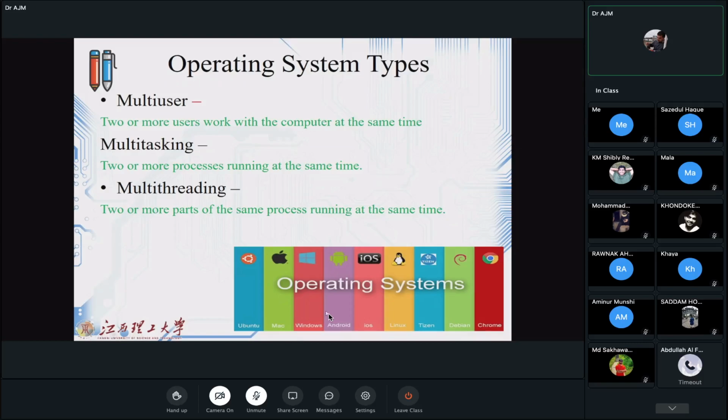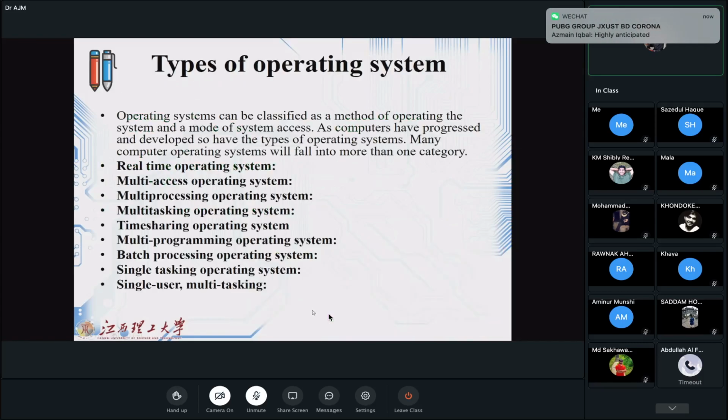Here I name some famous operating systems. Suppose Ubuntu, Mac, Windows, Android, iOS, Linux, Tizen. I don't know how many of you work with Tizen. Debian, mainly I use with Raspberry Pi, and Chrome. We know them as operating systems and famous types.